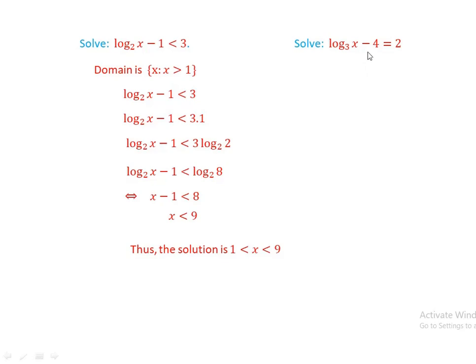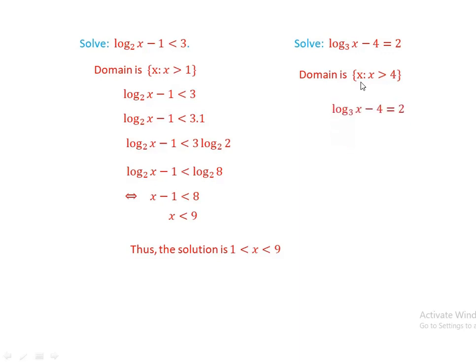Log of x minus 4 in base 3 is equal to 2. Again, to solve this, first we should find the domain. The domain for this expression is x such that x is greater than 4, because the domain of log of x in base b is the positive real numbers, that means 0 to positive infinity, or x greater than 0. So here x minus 4 is greater than 0, then by solving, x is greater than 4. So the domain is x such that x is greater than 4.